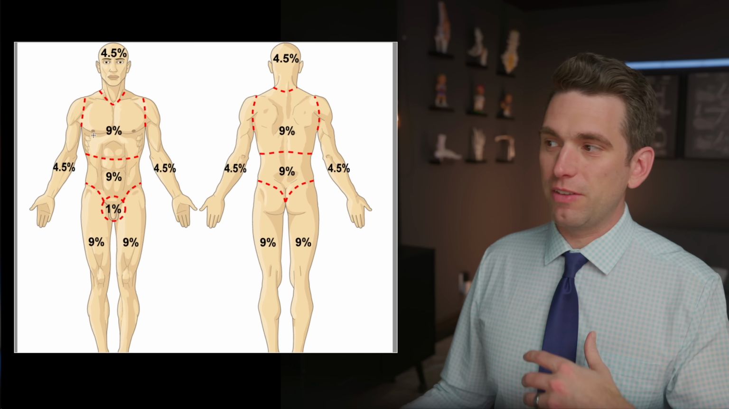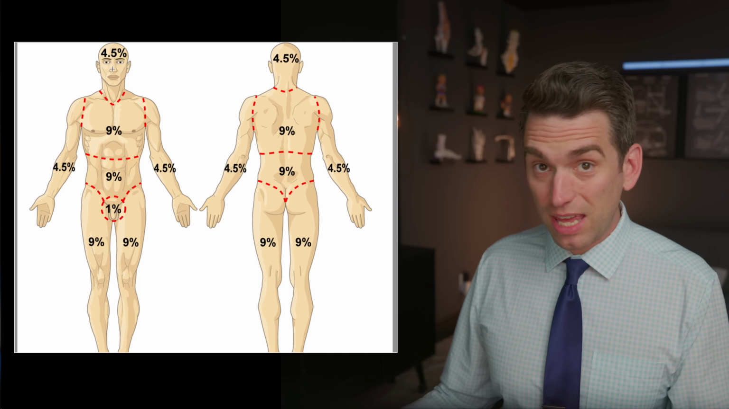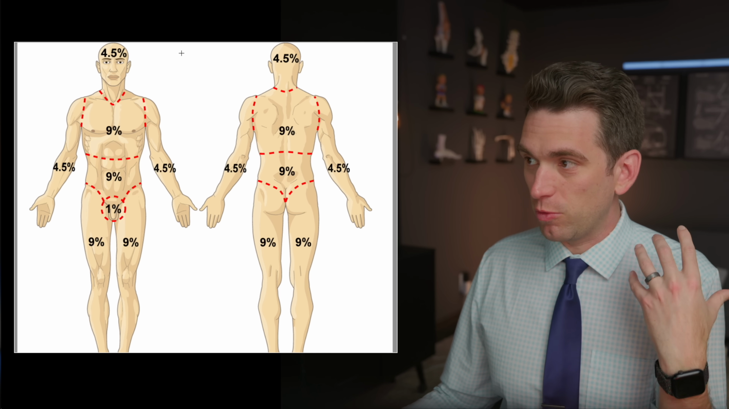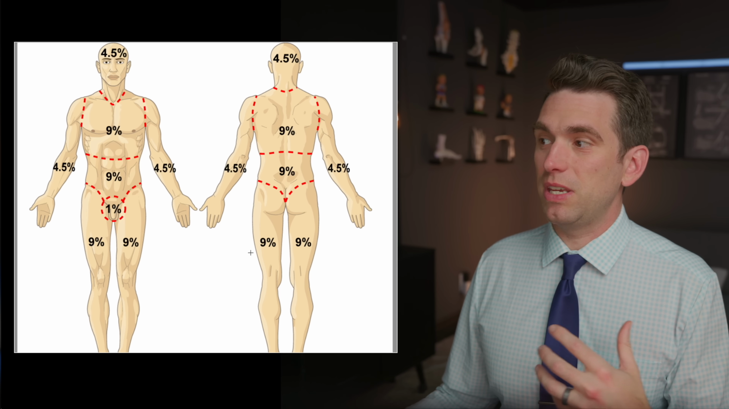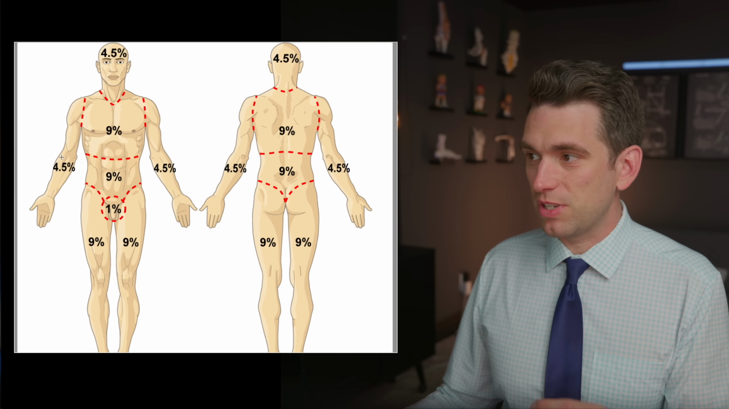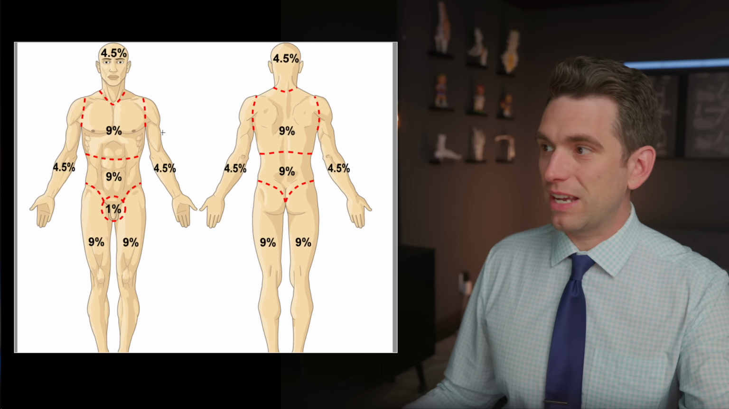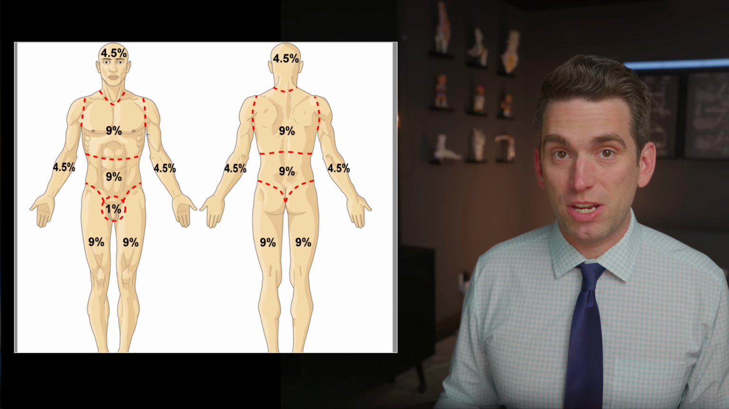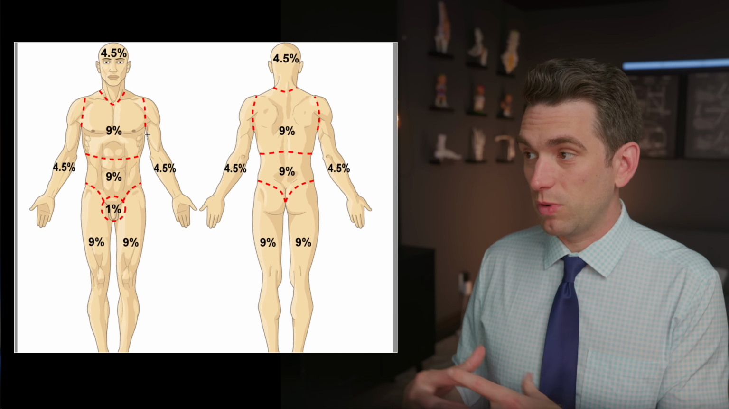Roughly, this breaks down into a lot of different components of 9. So the entire head is going to be 9%, with the front being 4.5, the back being 4.5. The legs are going to be 9% front and back, 9% front and back. The entire arm is going to be 9%, so 4.5 the front side, 4.5 on the back side, and then the remainder in the torso. So this gives doctors a rough estimation based on where the burn is in terms of what percentage of the body is covered.